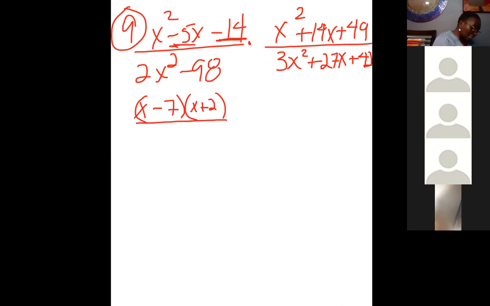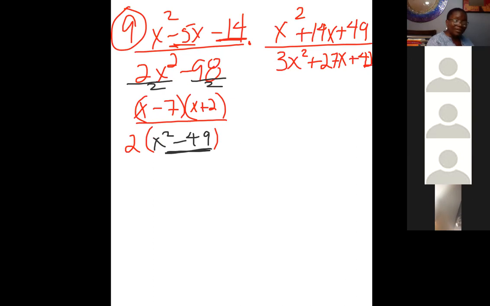Now, in the denominator, there's a GCF of 2. So we're going to factor it out. In other words, we're going to divide this by 2 and this by 2. That leaves us with x squared minus 49. This needs to be factored further. Why? Because it's a difference of two squares. So we can factor this into x minus 7, x plus 7.